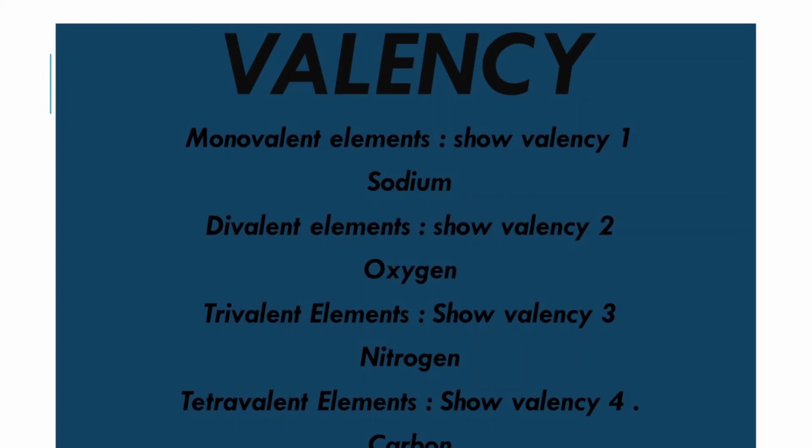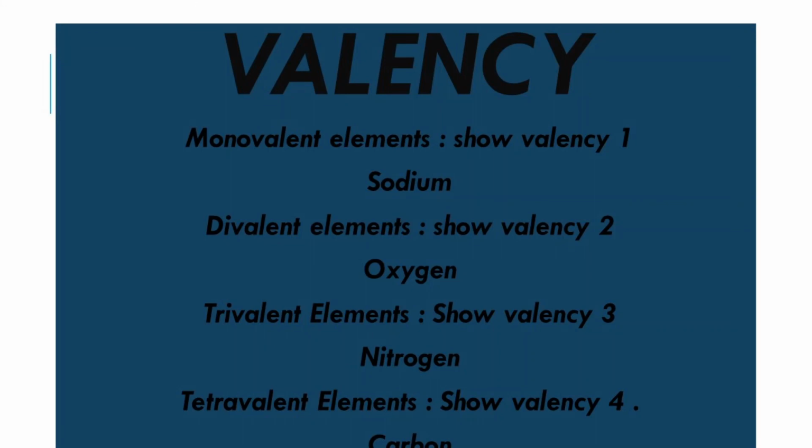Now moving on, some of the elements show the valency 1. I want to make it very clear that valency usually varies from 1 to 4. An atom can lose or gain one electron, 2 electrons, 3 electrons, 4 electrons, and so on. The elements which show the valency 1, either gaining 1 electron or losing 1 electron, are called monovalent elements.